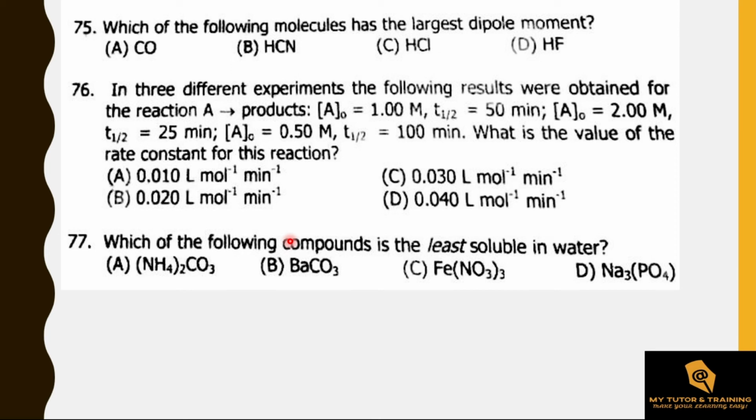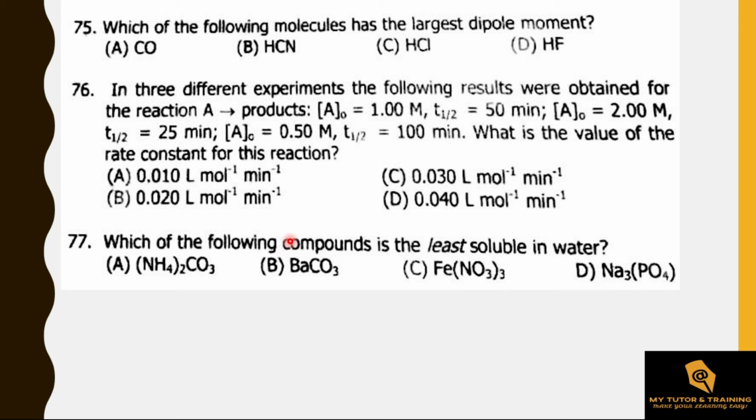Okay, question number 76. In 3 different experiments, the following results were obtained for the reaction A2 to product. A naught 1 molar, T half 50 minutes. A naught concentration 2 molar, T half 25. A naught concentration 0.5, T half 100. What is the value of the rate constant for this reaction?